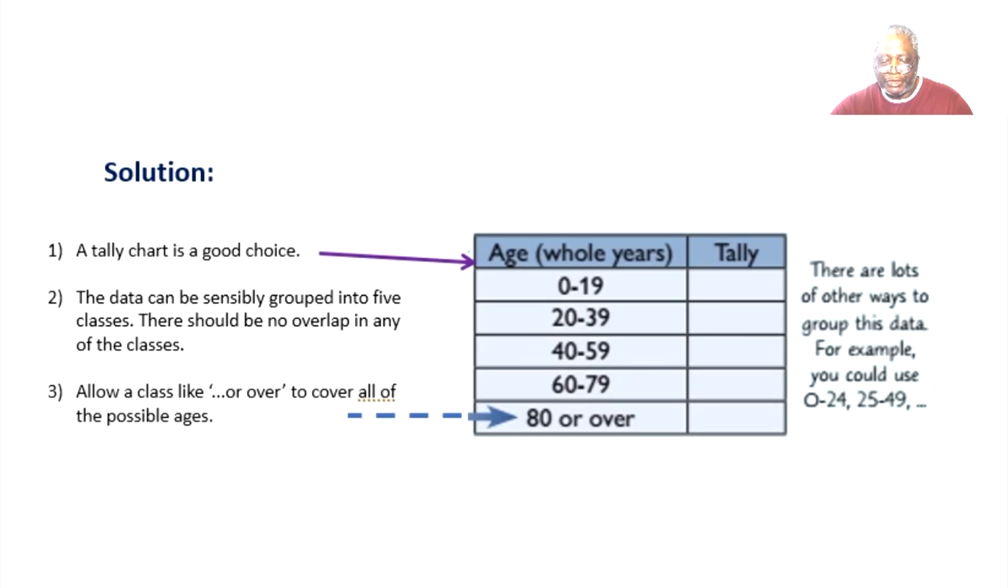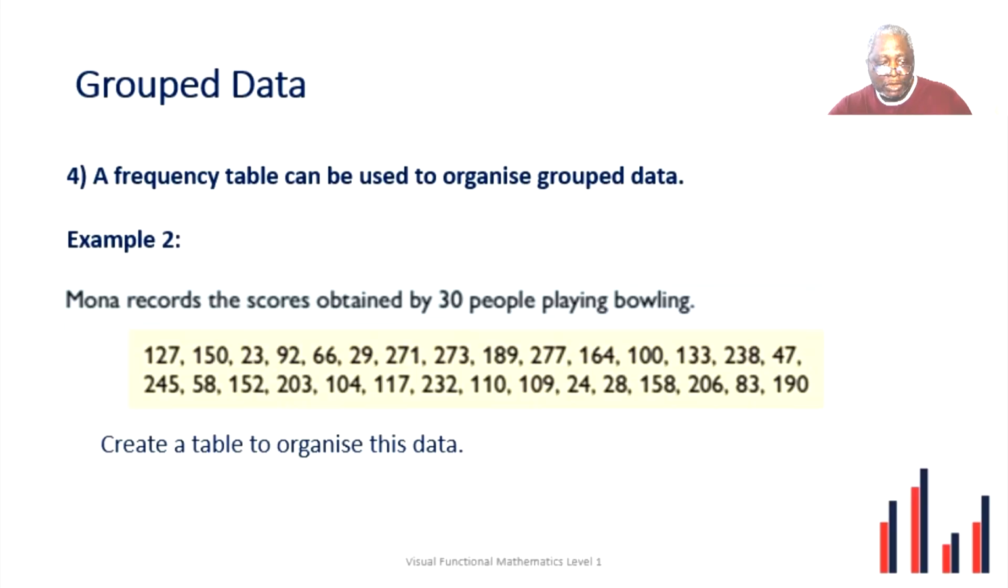Age in a whole year, you keep 0 to 19, 20 to 39, 40 to 59, 60 to 79, and then 80 or above. Group data involves a frequency table which can be used to organize group data. Example 2. Mona records the scores obtained by 30 people playing bowling. And these are the scores from 129, 150, right up to number 30, which is 190. Create a table to organize these group data.